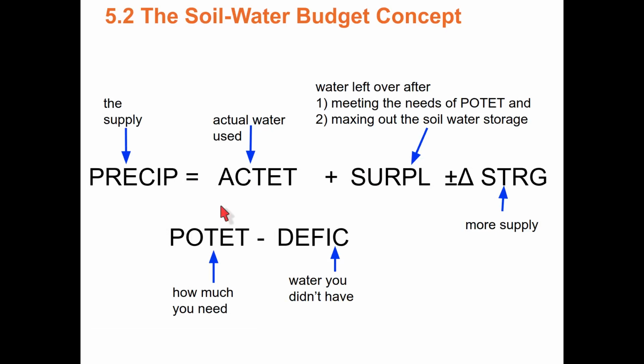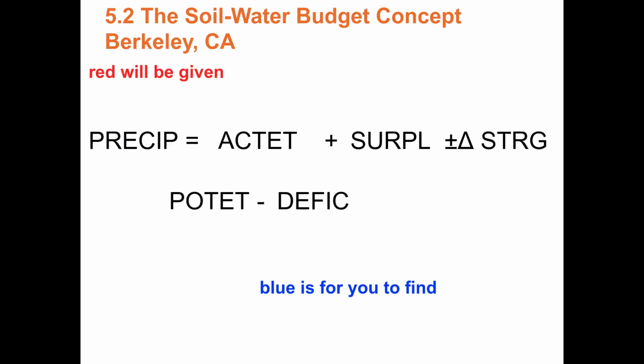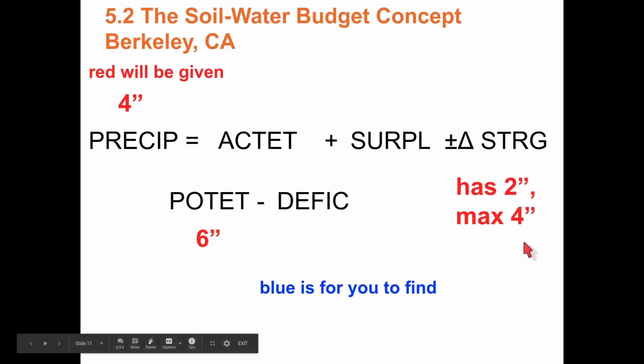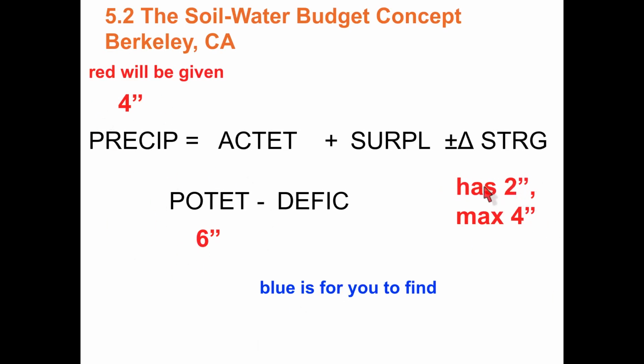So I know it's kind of complicated, but I think if we go through it, let's do a practice example. And for this one, in fact, for the next set of examples that I'm going to show you, all the numbers in red are the numbers that I will have to give you on the test. So you don't need to ever worry about how to figure out what the precip is, what the potet is, or what the storage is. I'll have to tell you precip, I'll have to tell you potet, and I'll have to tell you how much water is in the soil, in this case 2 inches, and what the maximum is, 4 inches.